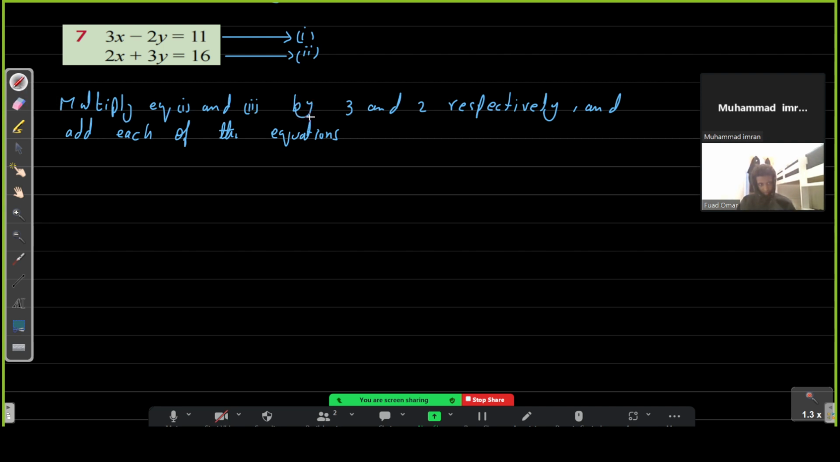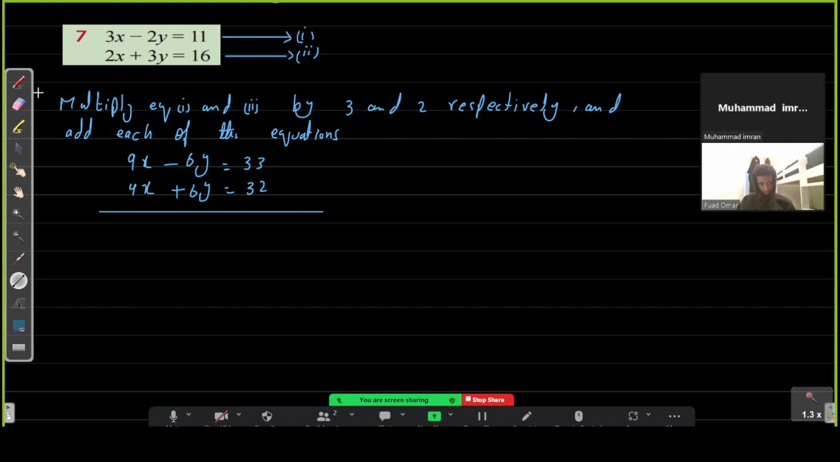Multiplying equation number 1 and 2 by 3 and 2 respectively, and add each of the equation. 3 times 3 is 9x minus 3 times 2 is 6y is equal to 3 times 11 is equal to 33. Now I'm going to multiply equation number 2 with 2. So 2 times 2 is equal to 4x plus 2 times 3y is equal to 6y is equal to 2 times 16 is equal to 32.